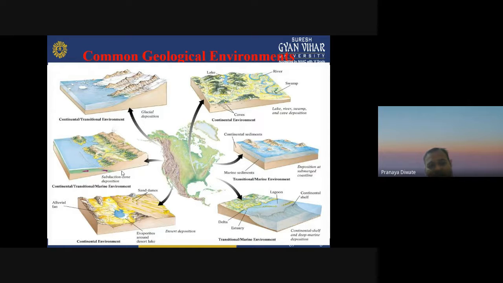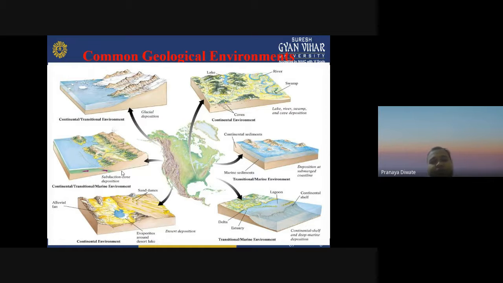Then what can you have? A desert deposition. Then you have a lagoon environment. That is a continental shelf and deep marine deposition. That is your continental shelf. So these are the different geological environments we have.